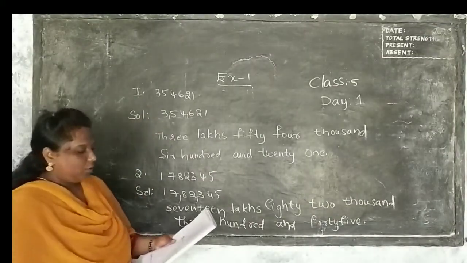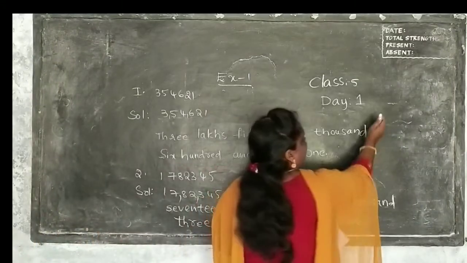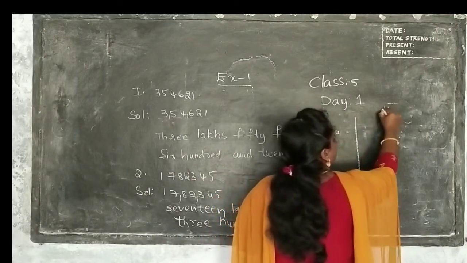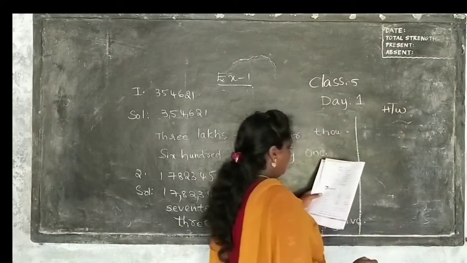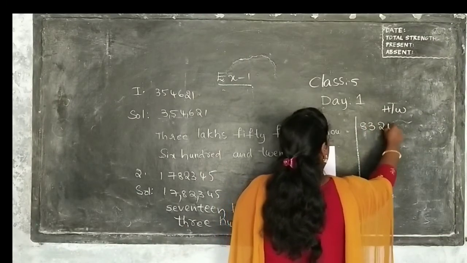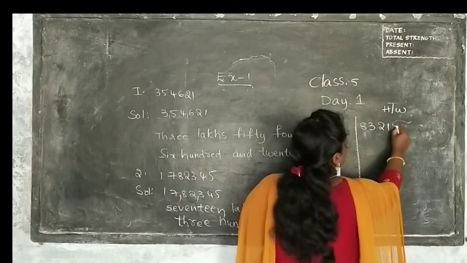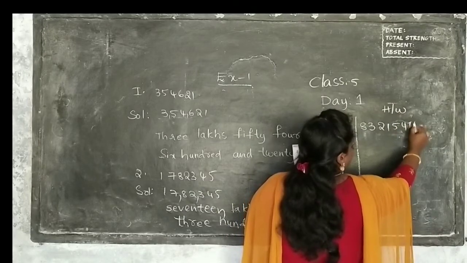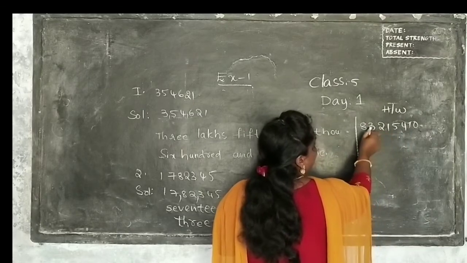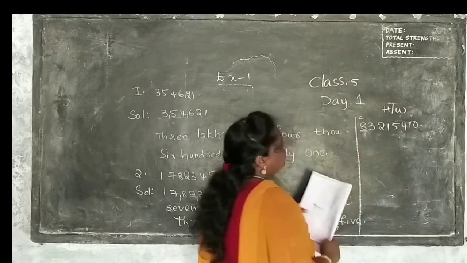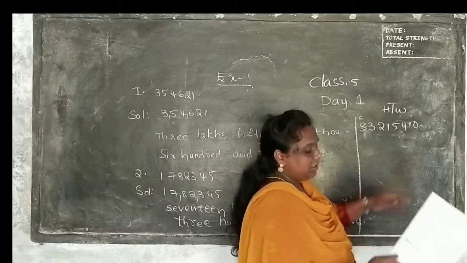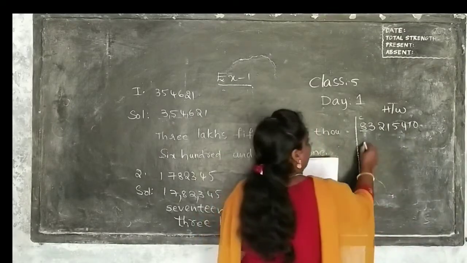Now I will give some problems that you do in homework. Homework problems. Okay, what are they? So here some more numbers are there: 3 digits after comma, 3 digits, 2 digits after, 2 digits after. It is a crore problem. 8 crore 32 lakhs 15,410. Next.